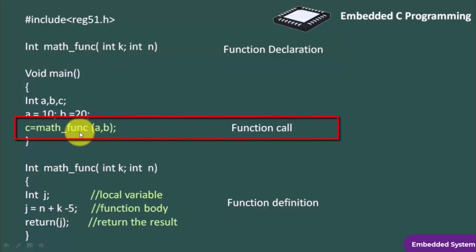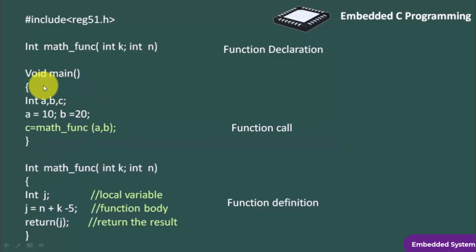This one is called function call. We use function call normally in the void main function only. Let's consider a, b, c are three different variables of type int. Value of a is 10, value of b is 20. So when I'm writing math_function(a, b) and passing these values 10 and 20, when the compiler executes this statement, it will directly go to the function definition.